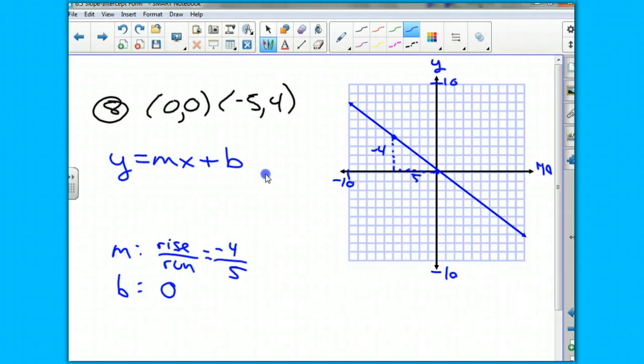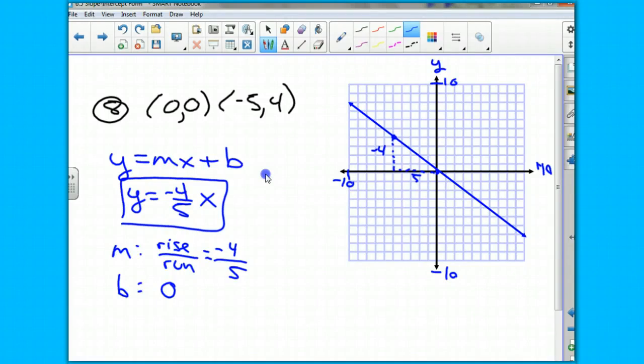And that's our slope. And so when we plug that in for M, we have y equals negative 4/5 x plus 0. And we don't even have to write plus 0, do we? I mean, if you wrote plus 0, it's true. But could you write it more simply just by stopping here, right? So you stop here. This is kind of a short linear equation. Okay?